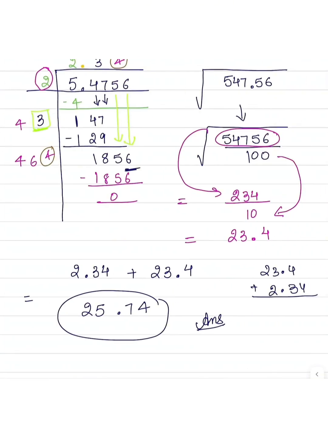And now here on this page, I have done a question, as you can see, where you have to add 2 different square roots of a number which have decimals in it.